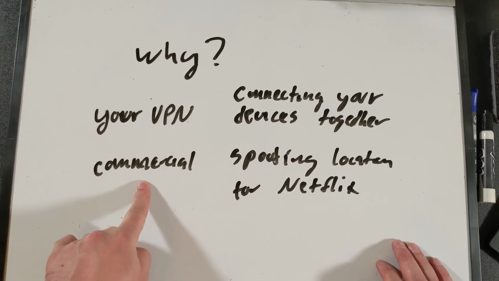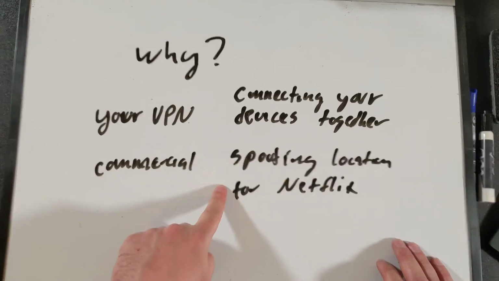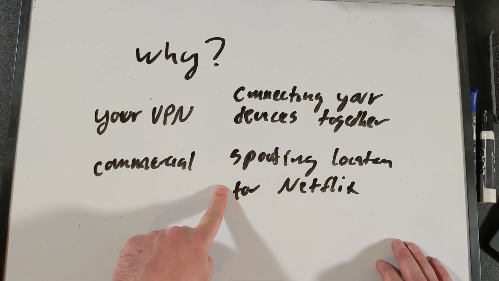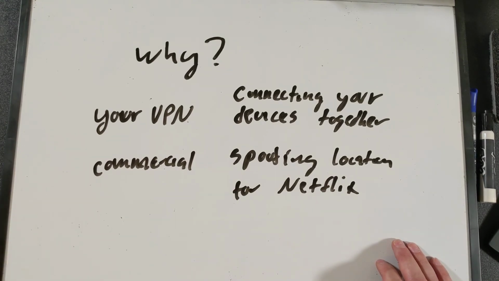On the other hand, a commercial VPN is really suitable for exactly one purpose, and that is spoofing your location so you can see television shows on Netflix that the copyright owner doesn't want you to watch. And with that, that's all I have to say about VPNs for right now.